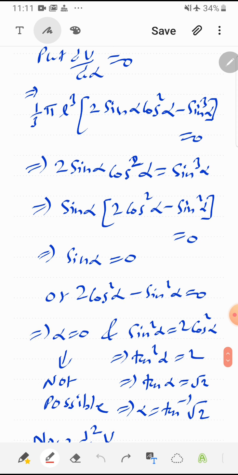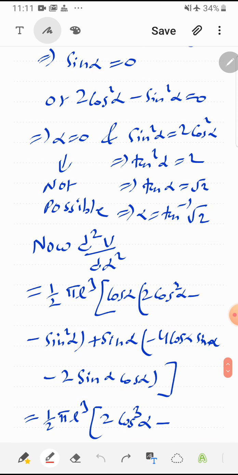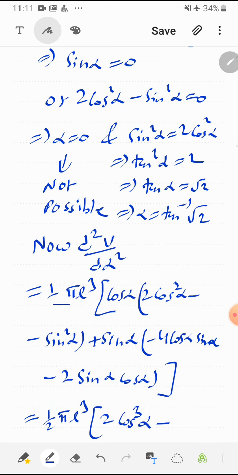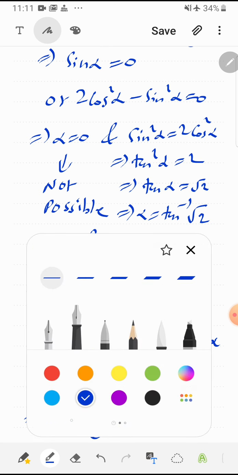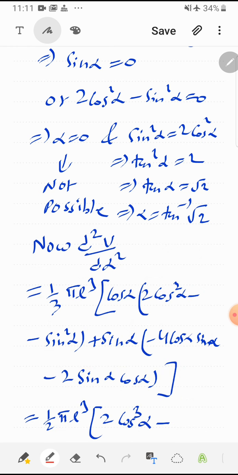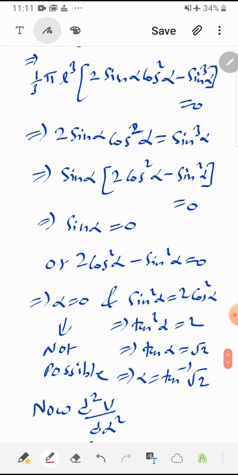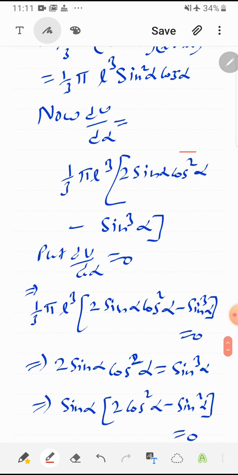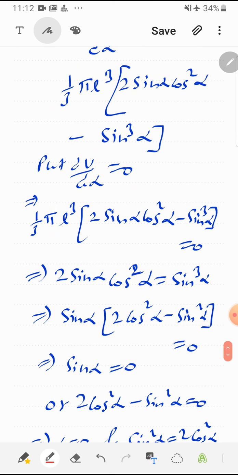Now next is, as usual, we are finding the double derivative. So be careful. It is 1 by 3, not 1 by 2 actually. 1 by 3 pi L cube. Now 1 by 3 pi L cube is times cos alpha. Now remember this expression. I am differentiating this expression again.